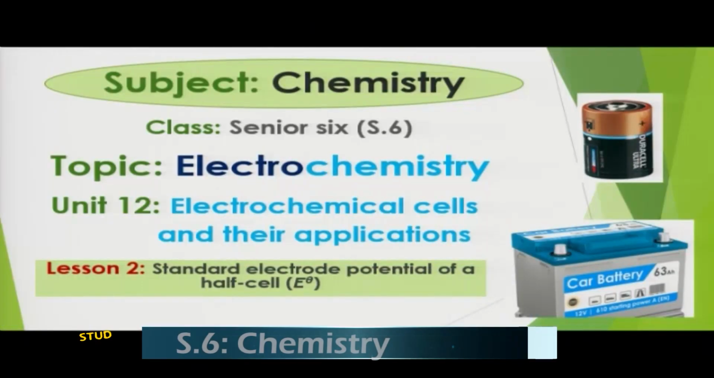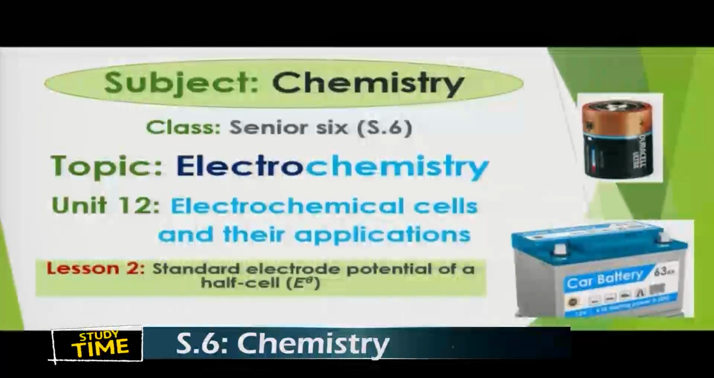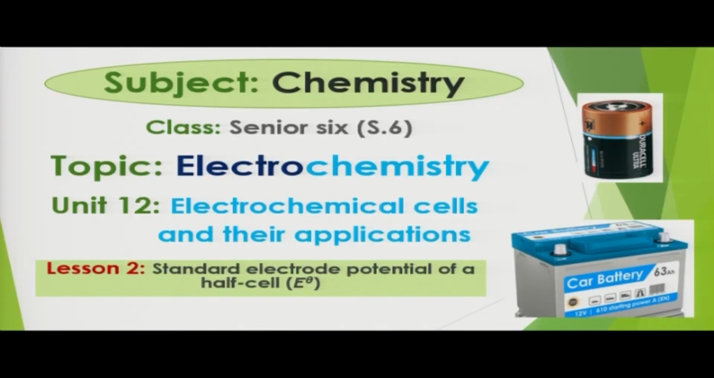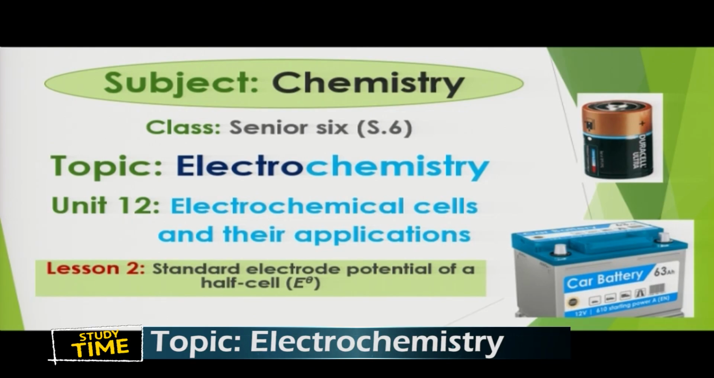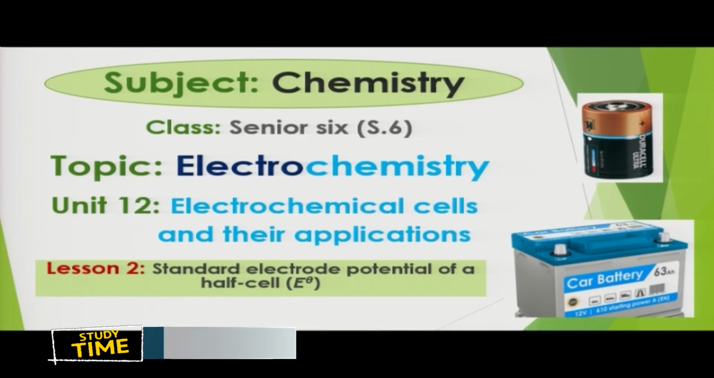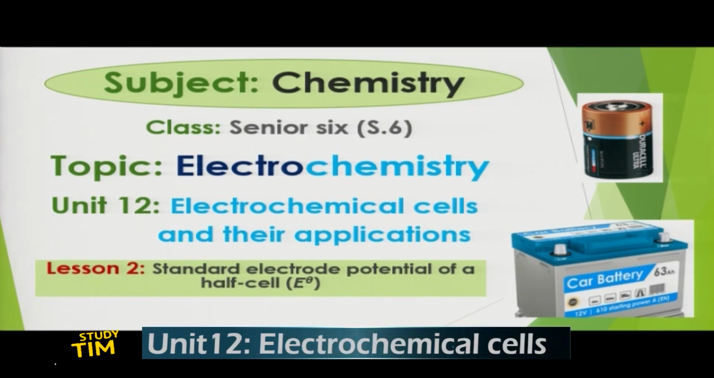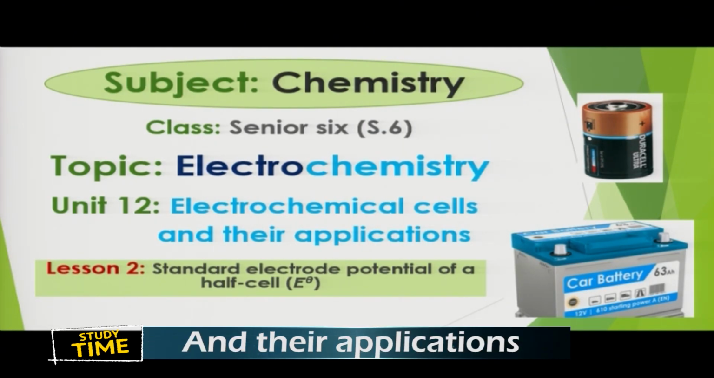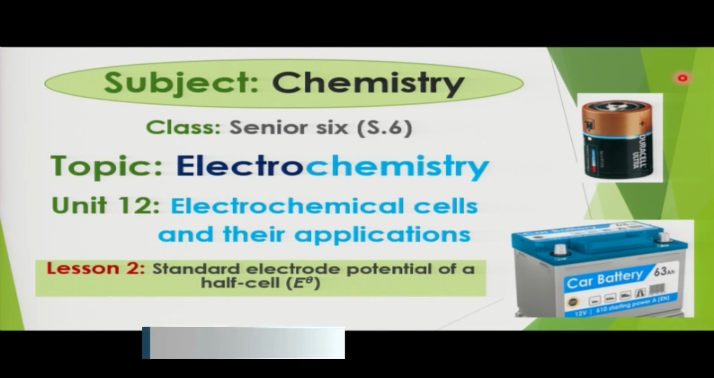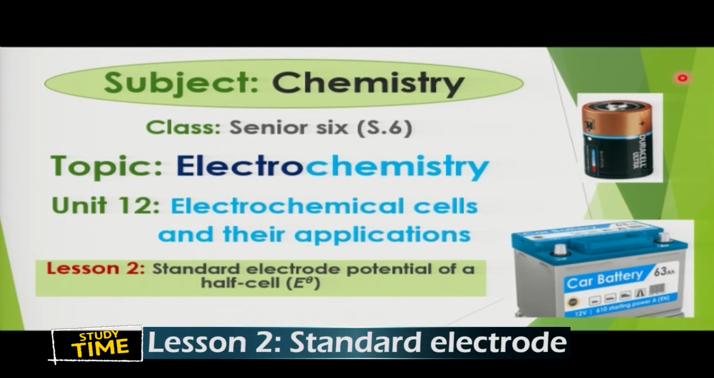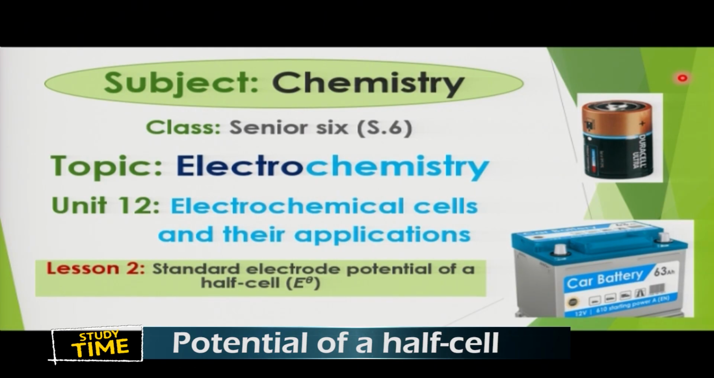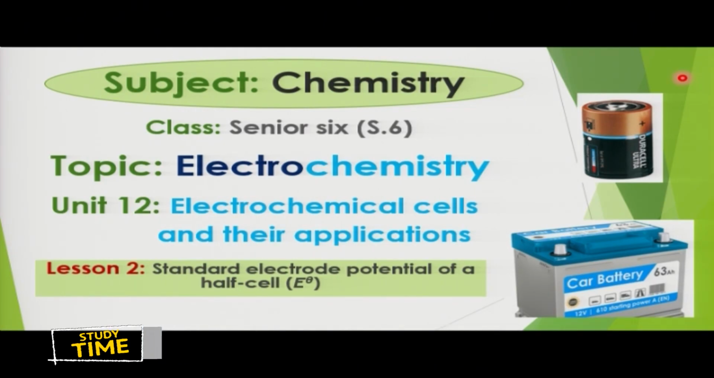So we are still on our topic of electrochemistry. As you can see on the slide, looking at unit 12, which is about electrochemical cells and their applications. You see the car battery and the dry cell. All those are examples of electrochemical cells. So our target is to look at how they generate the potential.